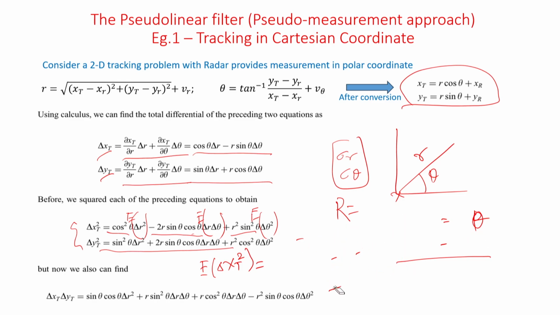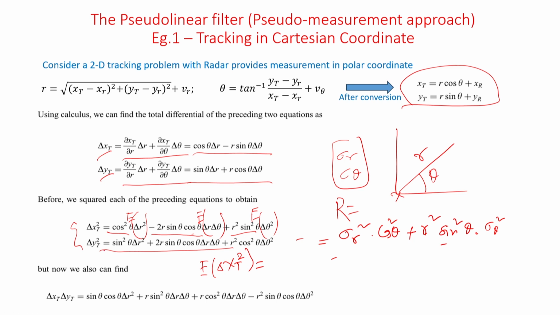So, ultimately, in the first expression, if I rub this out, you will get sigma r square cos square theta plus r square sin square theta times sigma theta square. Okay. So, this is the first thing that we will be getting.